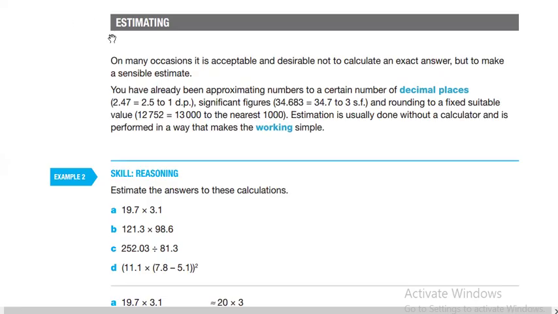In this video, we're going to talk about estimating. Estimating means what? It means rounding a number to make it easy to calculate. That's the idea of estimating.